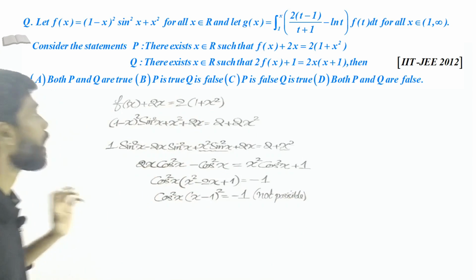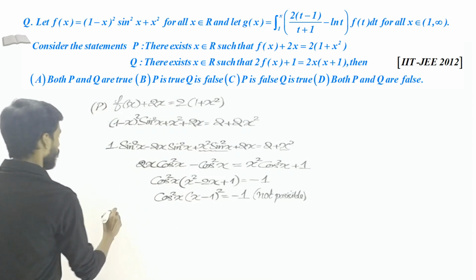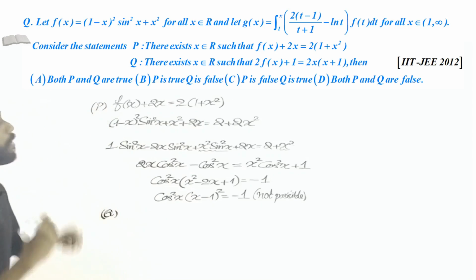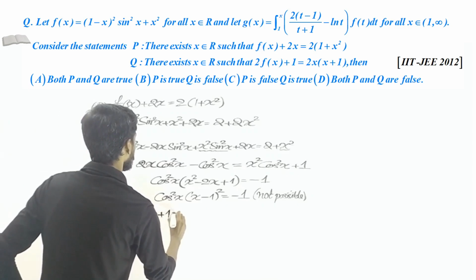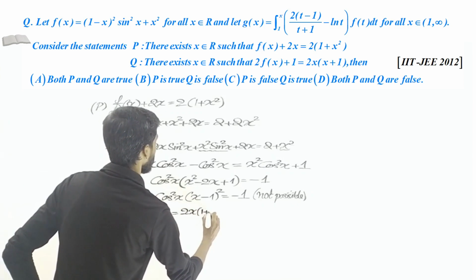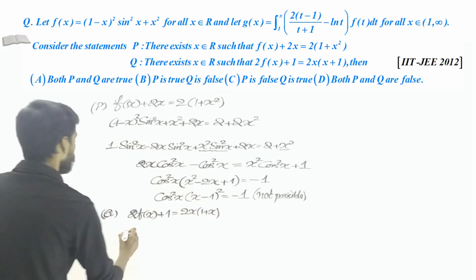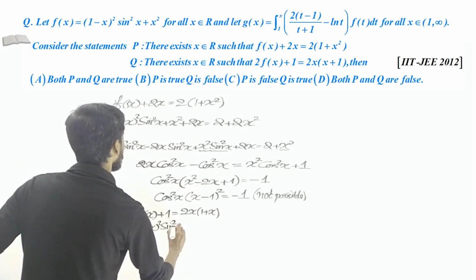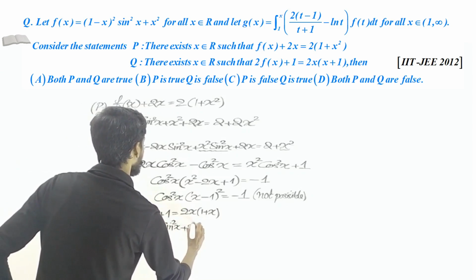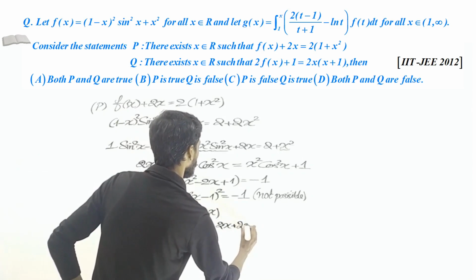Now similarly, we have the other equation. That was p, and the next one is q. The next equation is 2f of x plus 1 equals 2x multiplied by 1 plus x. Let us again substitute the value of f of x here. That is 2 multiplied by 1 minus x squared sine square x plus x square plus 1 equals 2x plus 2x square.